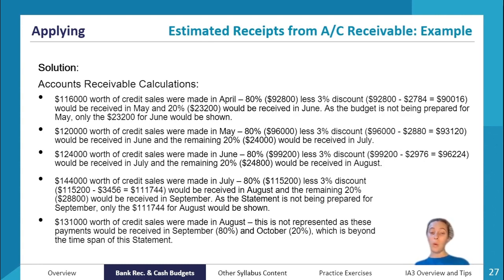And then the last one, we are actually recognizing that none of the figures will be recorded. So $131,000 worth of credit sales were made in August, we were told, but that is not applicable in this case because September and October would be when we would be receiving that money, and that's beyond the time span of this statement that we're working on, which only goes to August.